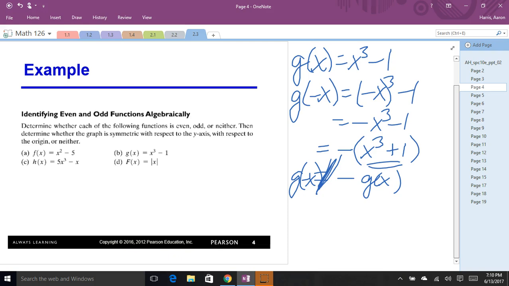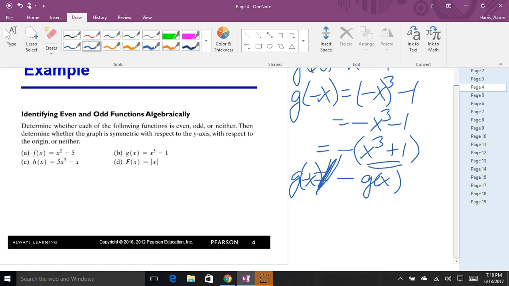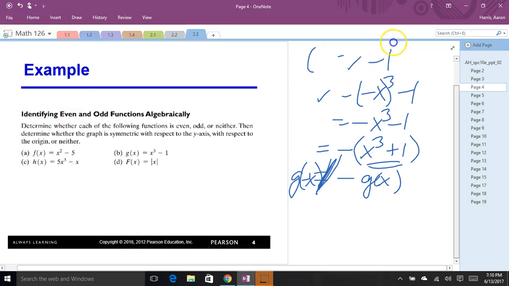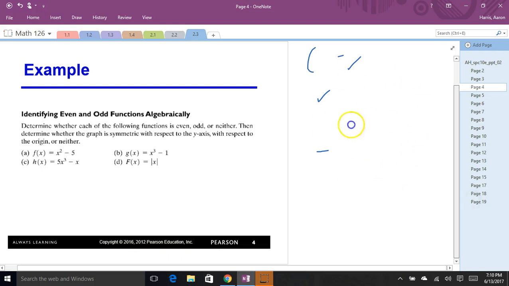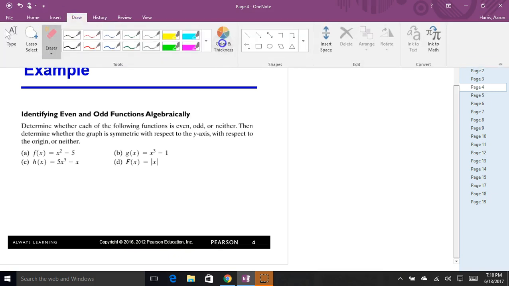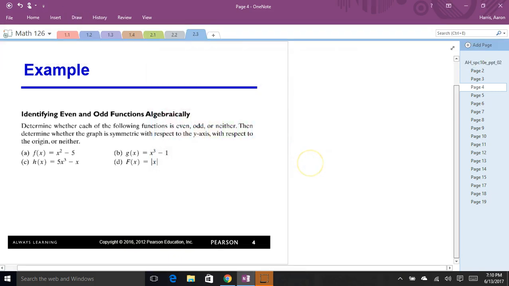Okay? So that's how you're going to go about those. You're just going to test those. You can see when you plug in negative x. Let's do one more before we move on here.